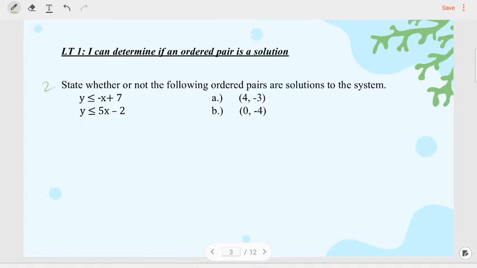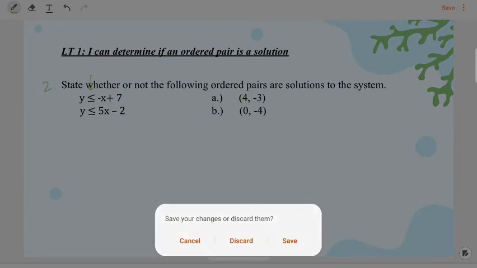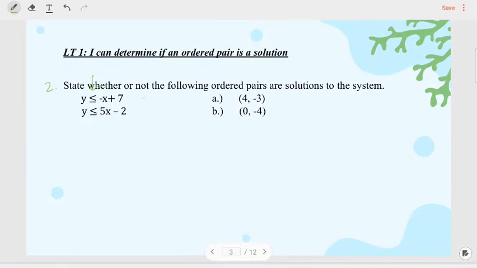Number 2. State whether or not the following ordered pairs are solutions to the system. Notice this time my systems are not equations, but inequalities. If I test the first inequality, I can see that I'm going to have -3 is less than or equal to -4 plus 7. As I simplify, -3 is smaller than +3, so it works for the first inequality. Plug this back in for the second. -3 is less than or equal to 5 times 4 minus 2, and 18 is certainly bigger than -3. It works for both, and the answer is yes.